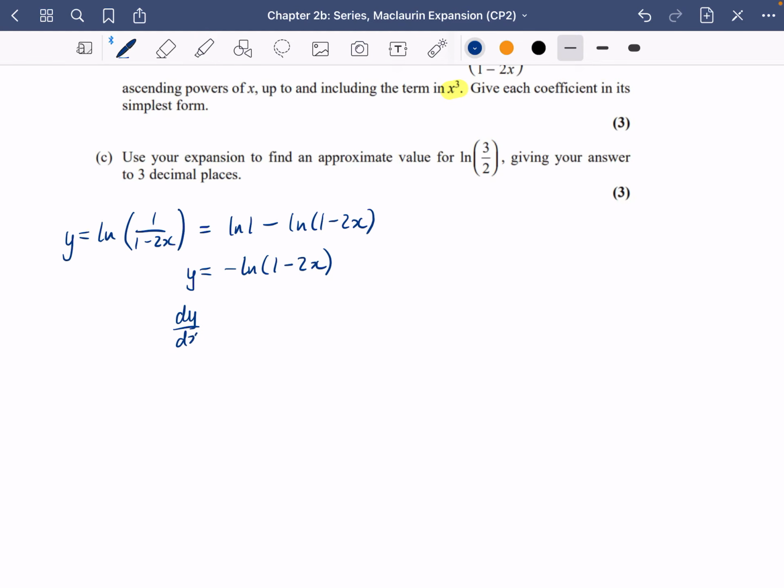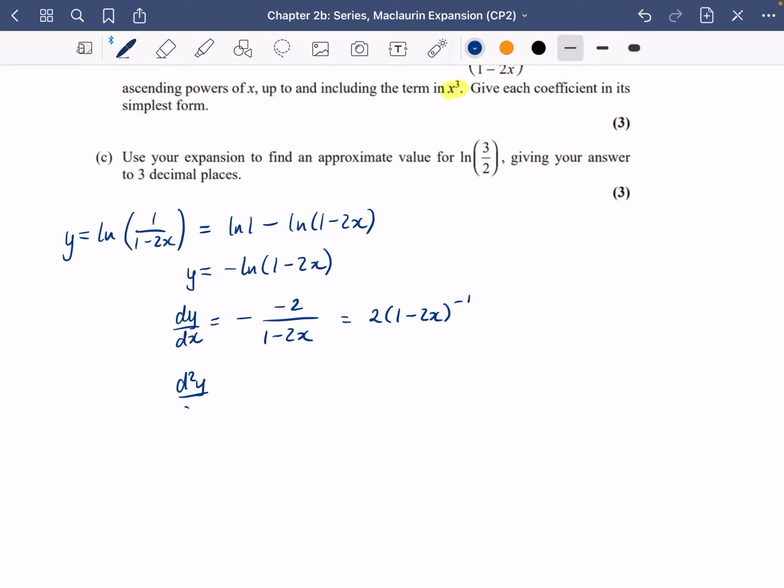Now, if I want to differentiate this, it actually differentiates pretty nicely. So I have, with my blah notation, this is minus ln of blah, which I know is going to go to minus 1 over blah, times by the derivative of blah, which is minus 2. So I just get 2 over 1 minus 2x, or 2, 1 minus 2x to the minus 1. So that's just a chain rule differentiation that I've got then.